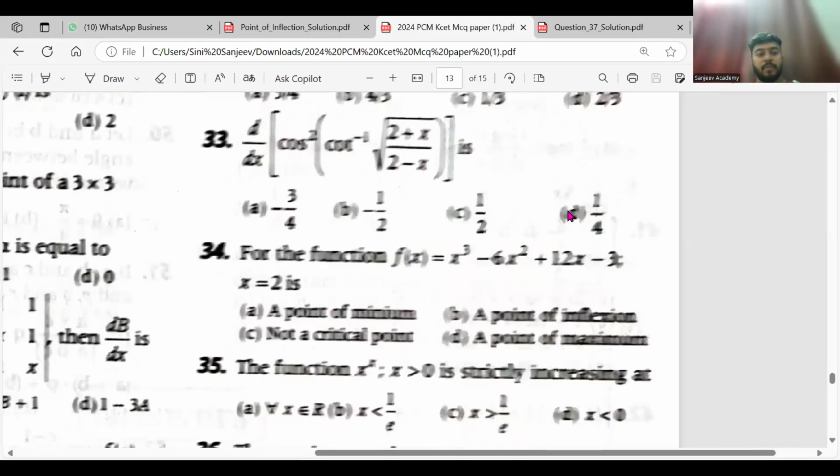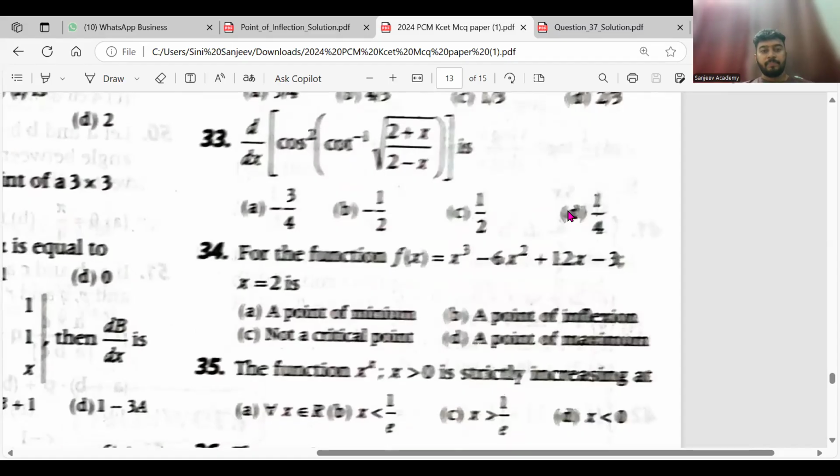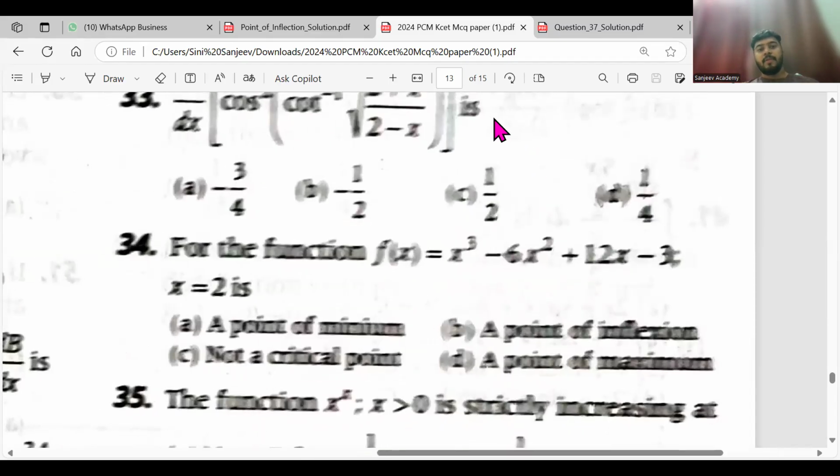So the first question. Let's do a class 12th question now. Question number 34. Is everyone able to see it clearly? Let me know in the chat option. 34th question, this one.